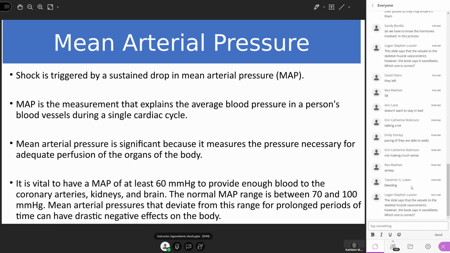Kara: I think it was intravascular. So that's in terms of dehydration, in terms of intravascular.